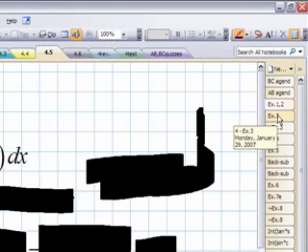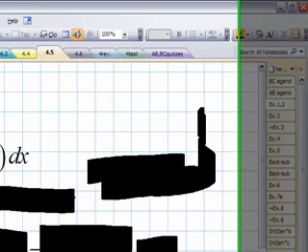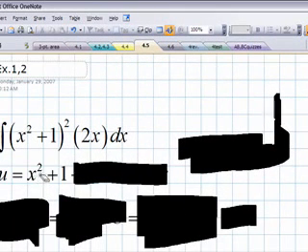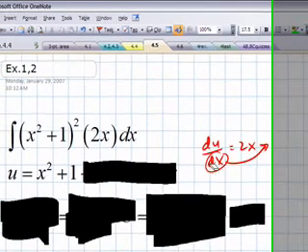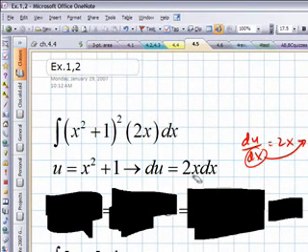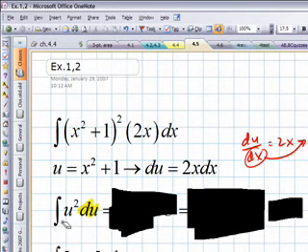We have the integral of (x squared plus 1) squared times 2x dx. Now, a thing to note is that if we choose x squared plus 1 to be what we call u, then the derivative du/dx is equal to 2x. But what we tend to do is just move the dx over. So now we have du is 2x dx. So this (x squared plus 1) squared is u squared. This 2x dx is du.